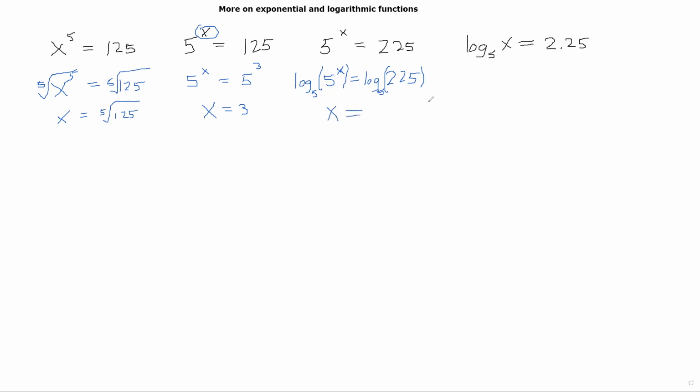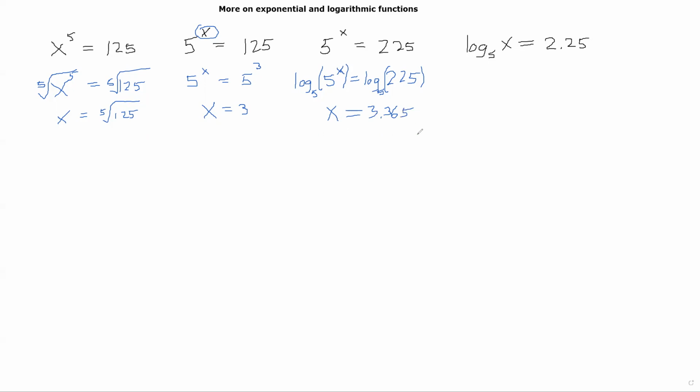X equals whatever this is, and we can ask the calculator, hey calculator, what is this? And we will find that this is about 3.365.